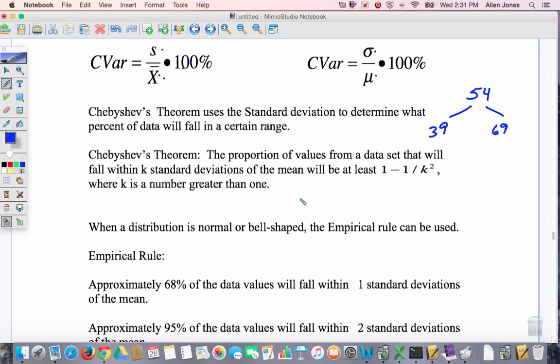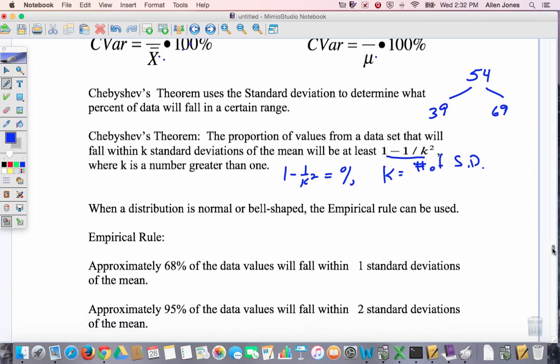Chebyshev's theorem says that percent is 1 minus 1 over k squared. You can see that written here. I'm going to write an equation that equals the percent of values that fall between there. The key here is that k is a number of standard deviations. So how many standard deviations are we above or below that mean? That's what k is. We use that then to calculate what percent are going to fall between these two values of 39 and 69.